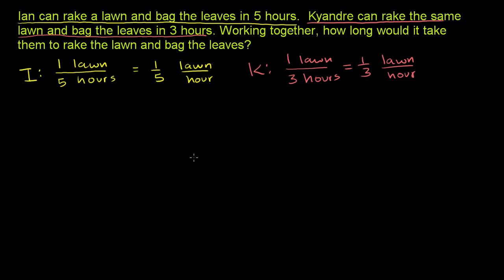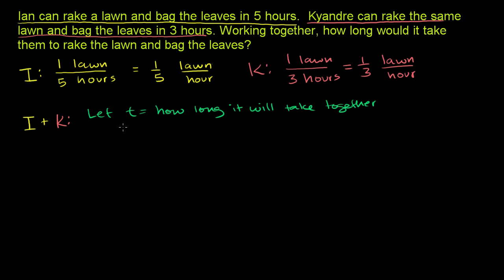Now let's think about what the combined rate is. If we have Ian plus Keandre, what's going to be their combined rate? They tell us that working together, we want to know how long it would take them to rake and bag the leaves. So let's let t be how long it will take them together.